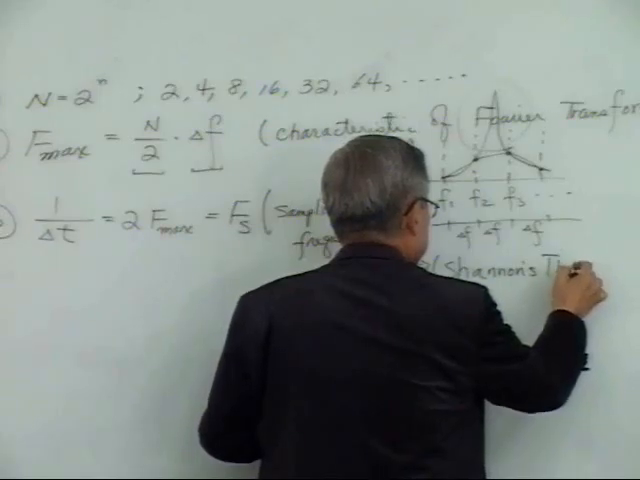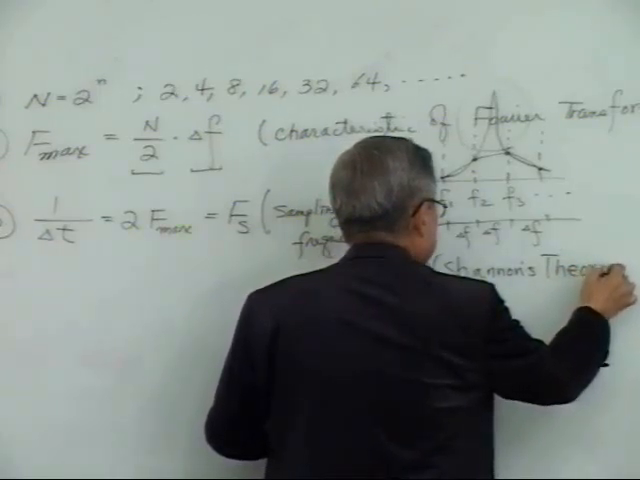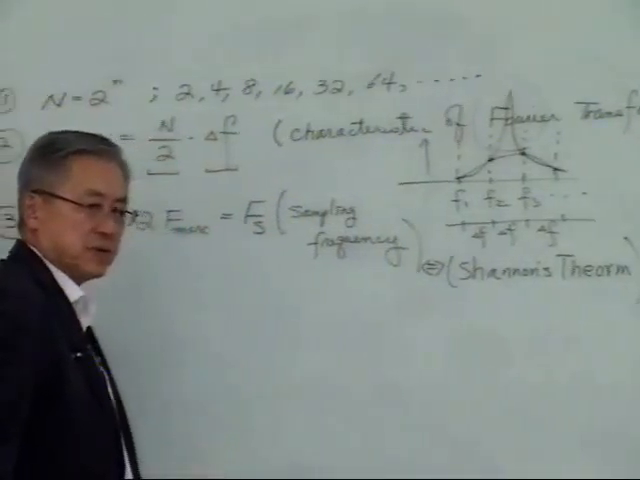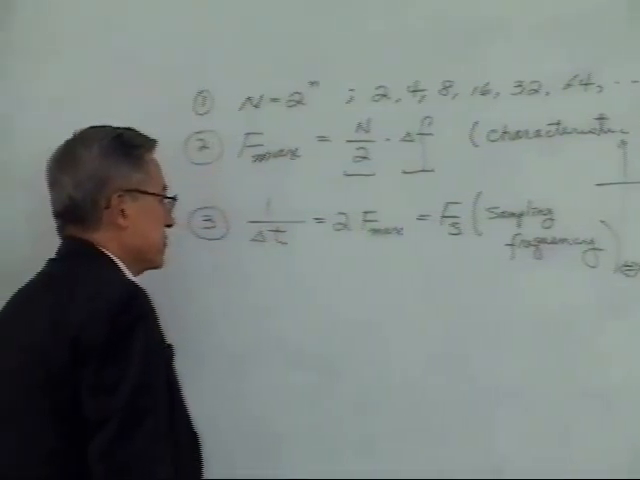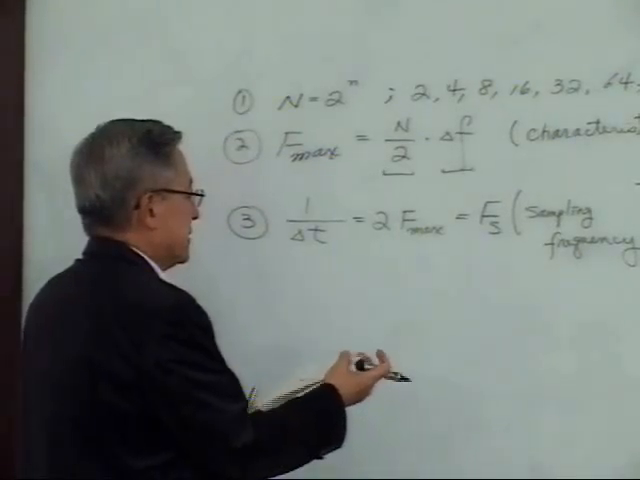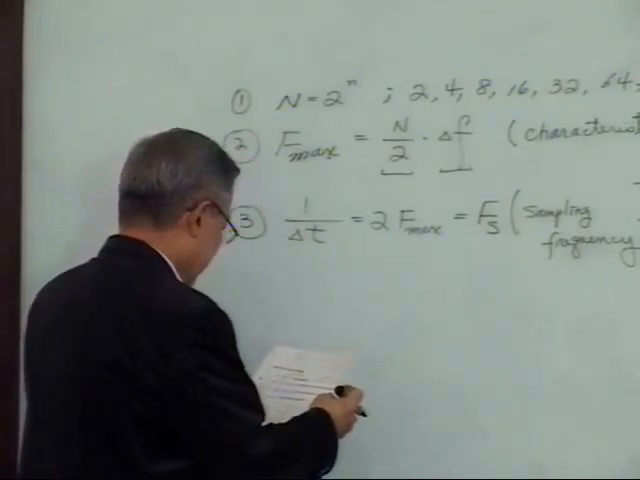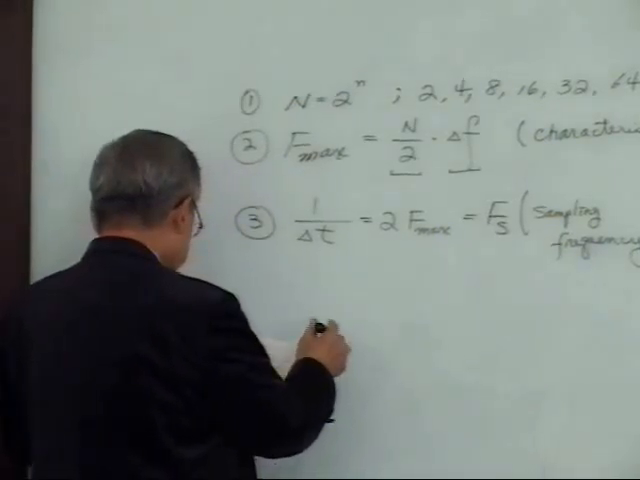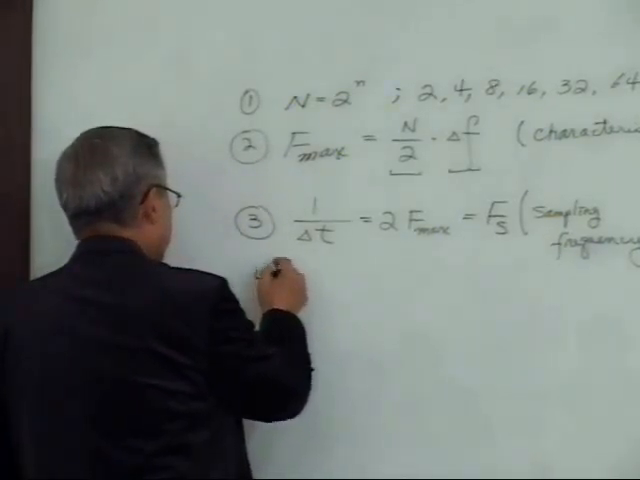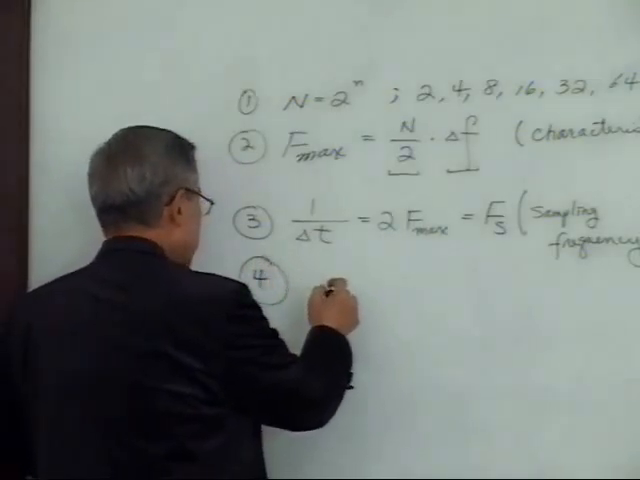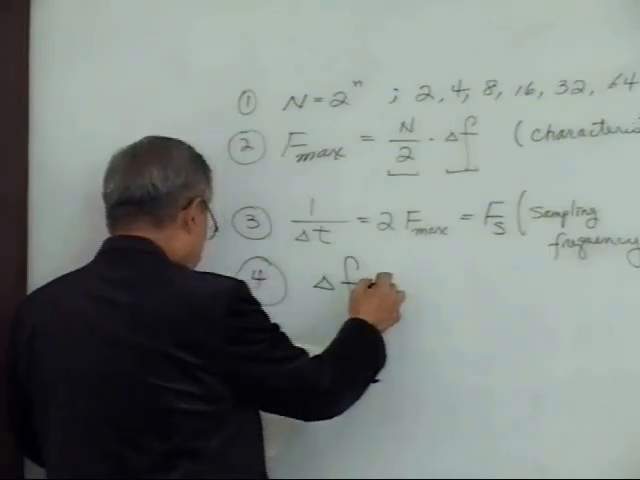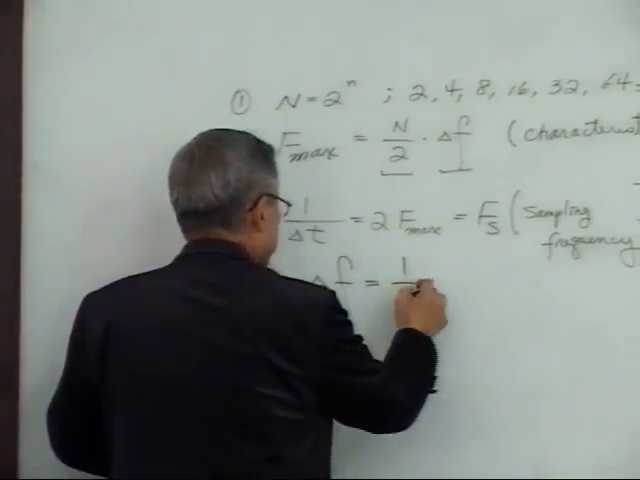Why do we need twice F max? To capture the meaningful data. And one last parameter is delta F. Delta F is 1 over T.